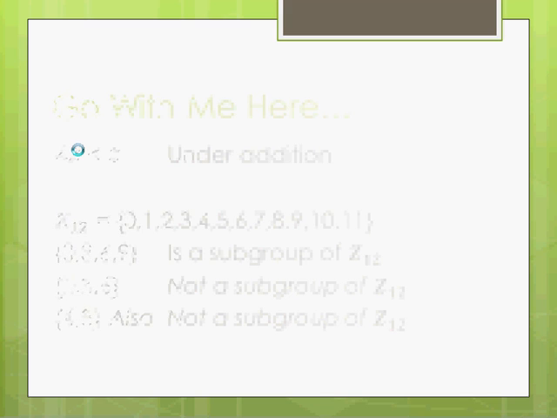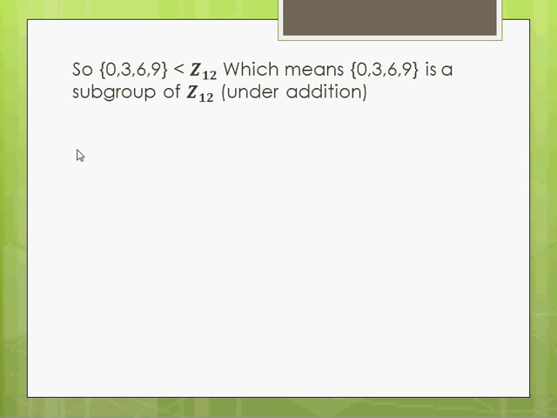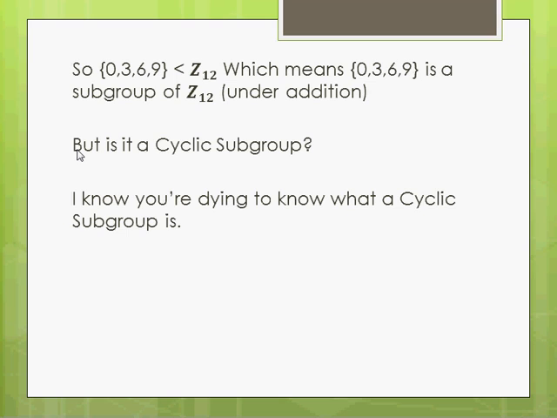Let's continue here, just giving you some basics to work with before we get started. So {0, 3, 6, 9} is a subset, but it's also a subgroup of Z12, and we show that again with the less than sign. All right, so is it a cyclic subgroup? I know you're dying to know what a cyclic subgroup is, after all this build-up.